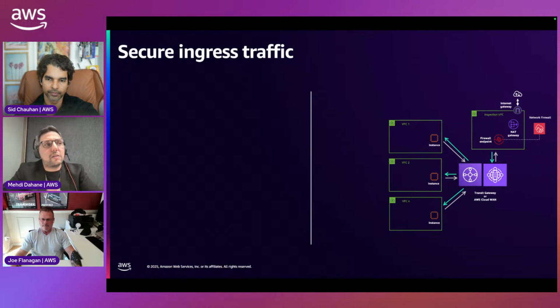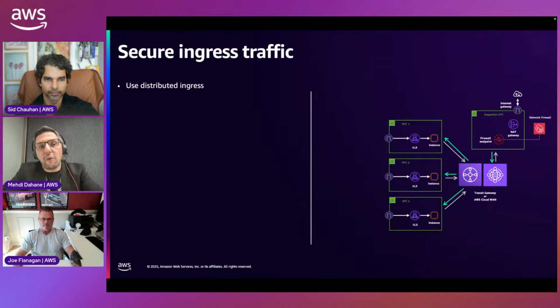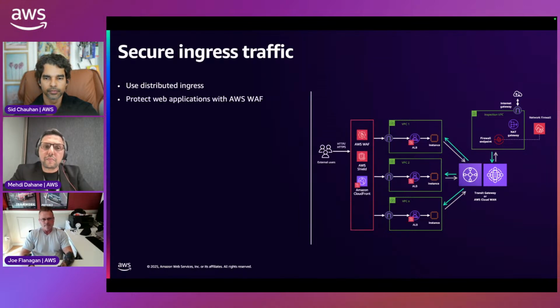We said centralized egress going to the internet and east-west. For ingress, the recommendation and what we see works best for most of our customers is to keep it distributed. Why? Because you allow your developers, your application owners to manage the entire stack, right? And I'm going to show you what other alternatives are there and what are the implications. So let's say we keep it distributed in that way, but we have to secure it, right?